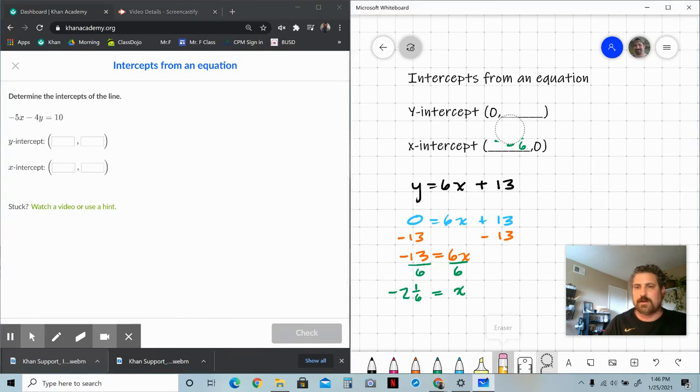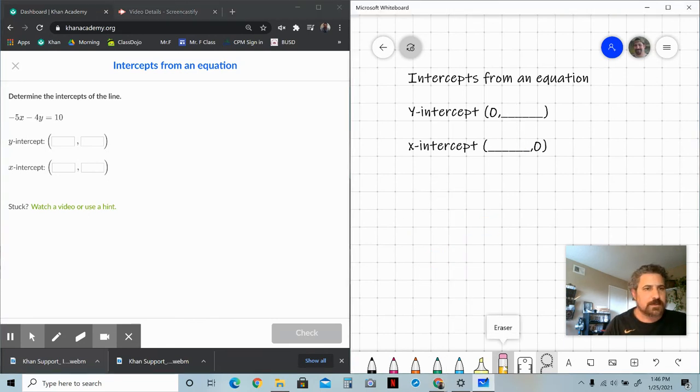So on this one here, we've got a situation where they're giving it to us in standard form again. Standard form is very good for when we're looking for intercepts. So negative 5x minus 4y is equal to 10. This is basically standard form of a line. So that means that you're going to just be able to cover your x's to get your y-intercept and cover your y's to get your x-intercept.